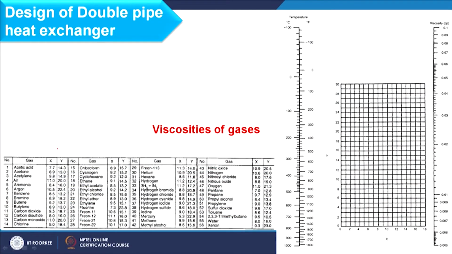In a similar way, we can find the viscosity of gases. If you see here, we have the xy table for different gases, and here we have this graph where x and y values are shown. So, depending upon the average temperature and the respective point on this graph, you can read the value of viscosity from this side. In this way I can consider the viscosity of different gases.